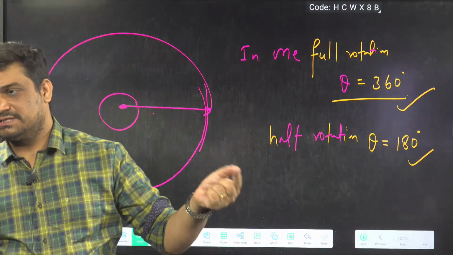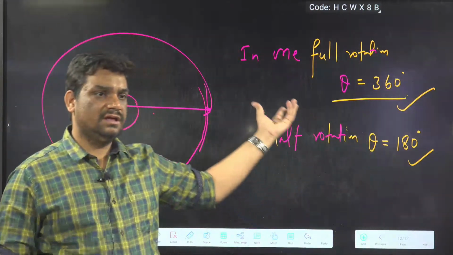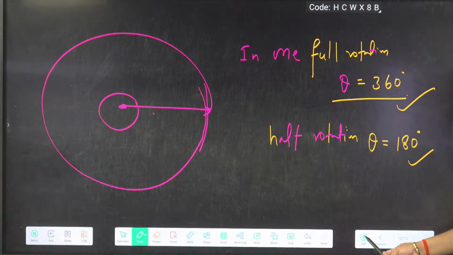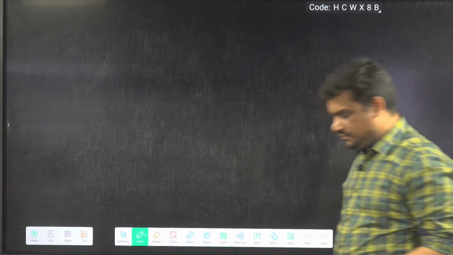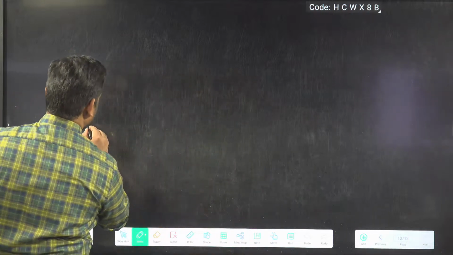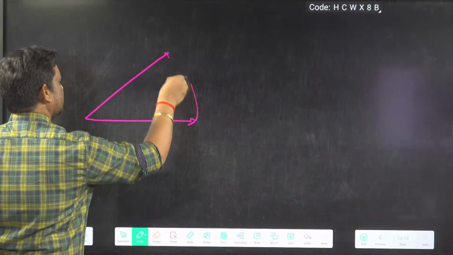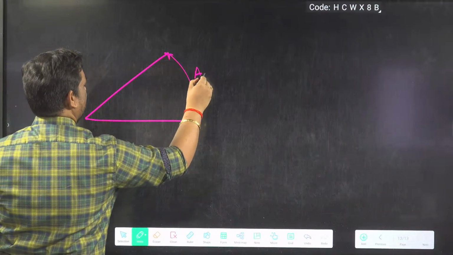Based on this I will also take some questions, but before that I need to tell you one or two more points. We are moving this line from here to this position, like this, and this is always known as an arc.